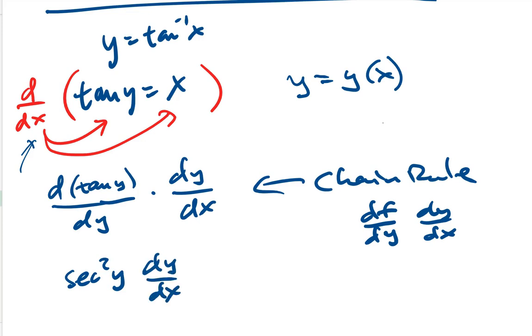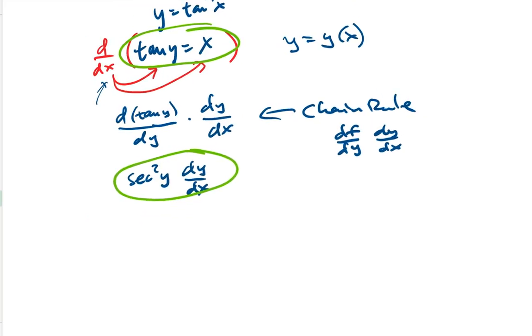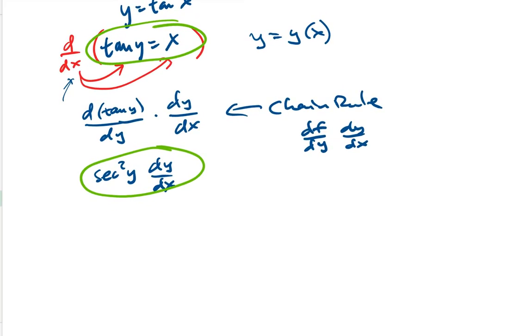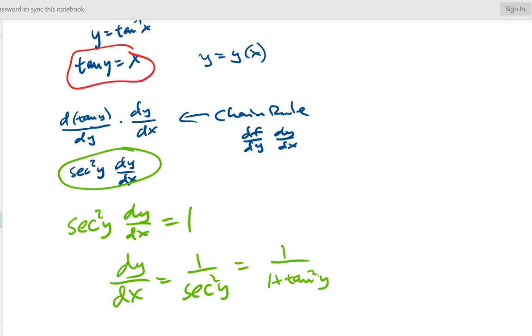Okay, so I'm going to take what I had here, and let's put it together with this. So take the derivative, we get secant squared of y times dy/dx is equal to, now the derivative of x with respect to x is just 1. So what we get out of this is dy/dx is just 1 over secant squared of y, which is 1 over 1 plus tangent squared of y, since we have tangent of y equals x.